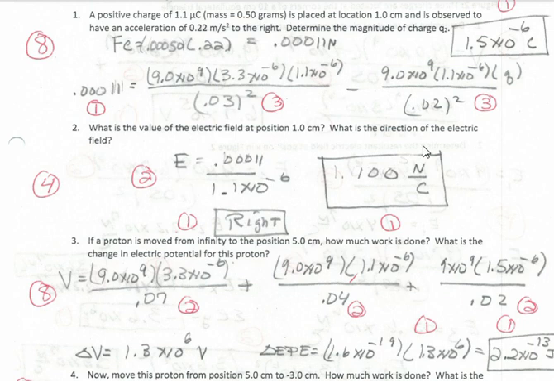I know that because the positive charge is accelerating to the right. All right, next, if a proton is moved from infinity to a position of 5, how much work is done on the charge due to the change in electric potential for this proton?